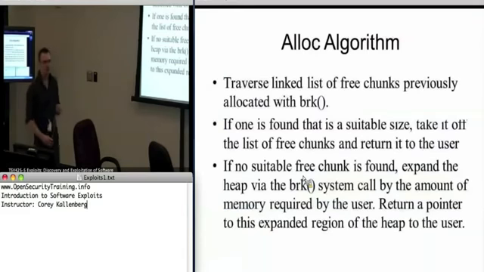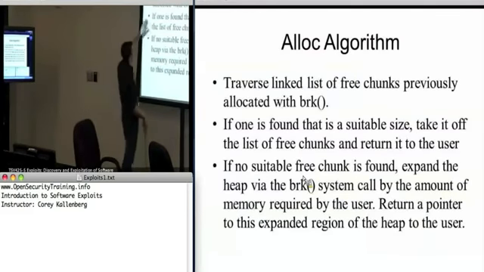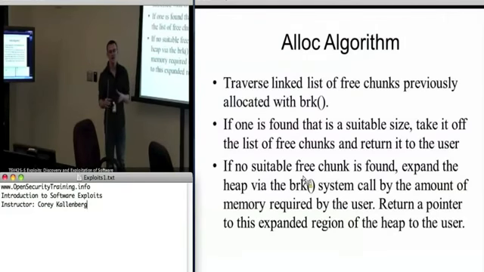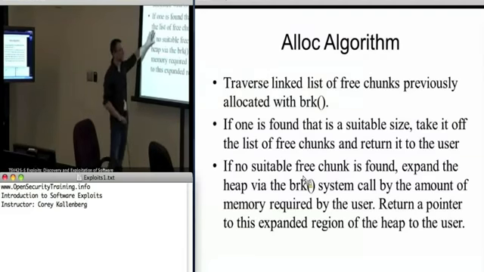Okay, so the alloc algorithm, the allocation algorithm, like I said before, we traverse that linked list. If one is found to be free and a suitable size, we basically take it off the linked list. We don't want to serve up the same chunk to the process twice. That would cause lots of bad problems. So once we give it back to the process, we have to make sure that we don't give it up again until the programmer has marked it free.